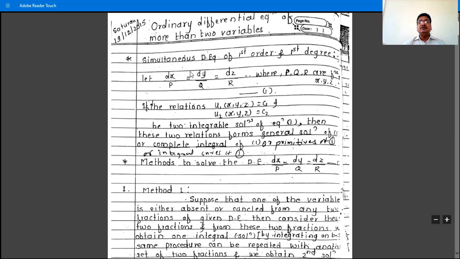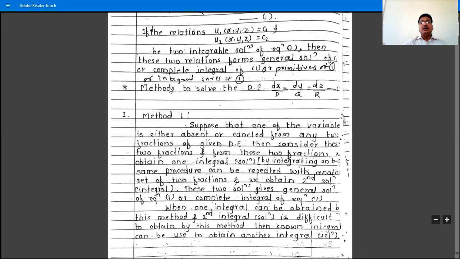So we have to find the general solution of equation 1, so find two solutions of this equation number 1. It is also called the general solution, or the complete integral of equation number 1, or the primitives of 1, or the integral curves of 1. So the question on this topic is what? This type of equation is given, dx by P, dy by Q, dz by R, and the question is: find the complete integral, or find the general solution of the differential equation, or find the primitives, or find the integral curves of this differential equation.